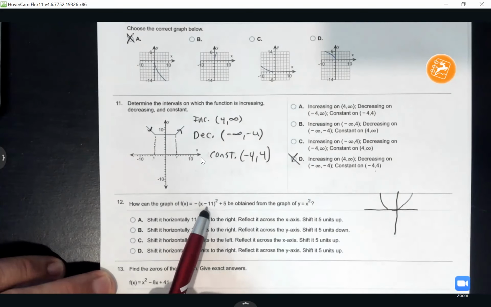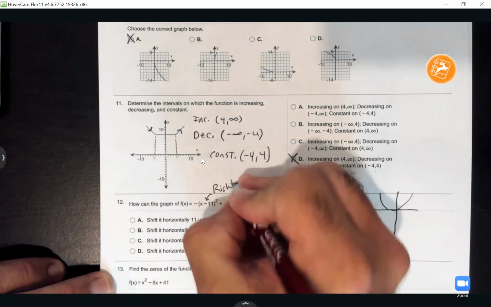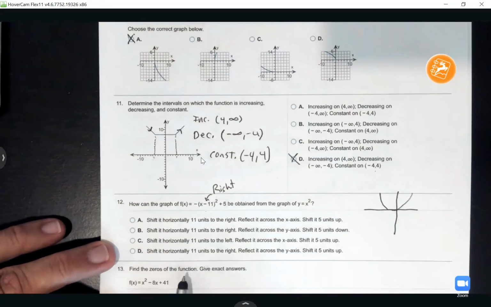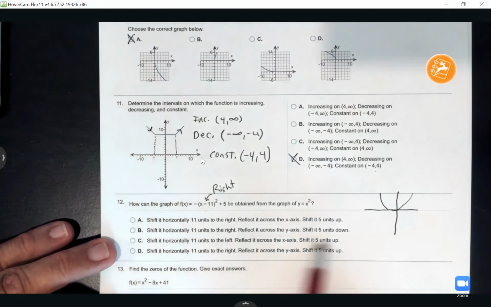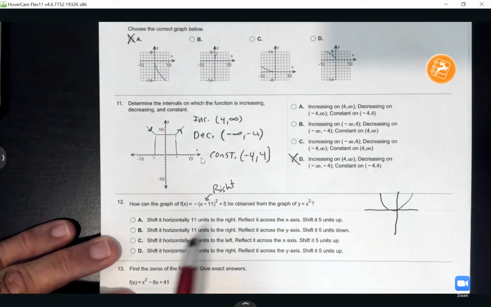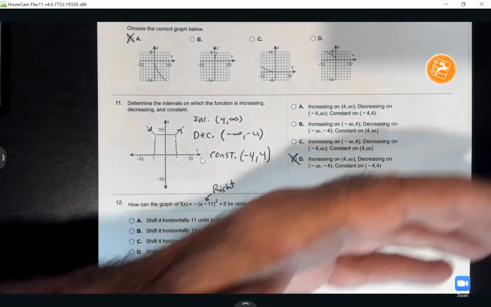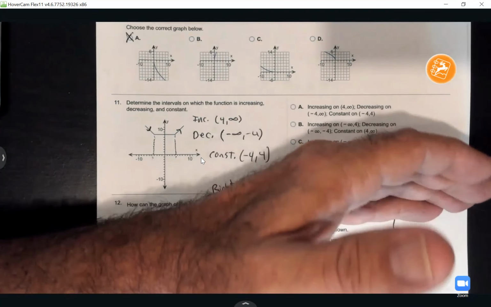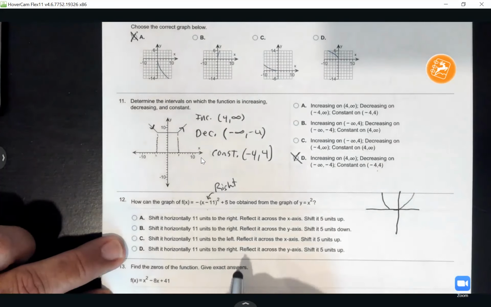Shift it right. It's going to go right, those 11 units. But y'all look at that, 3 of them are going to the right. The only one I can eliminate at this point is C because it went to the left. So I know it'll be A, B, or D. So what's that negative in the very front going to do to my graph? Well, remember, if I throw a negative in front of it, it's going to take my graph and reflect it over the x-axis.